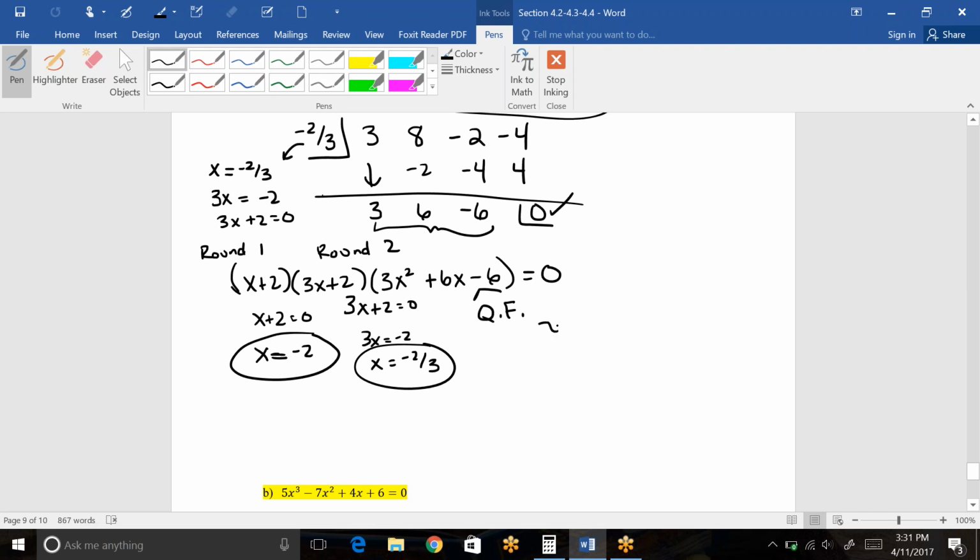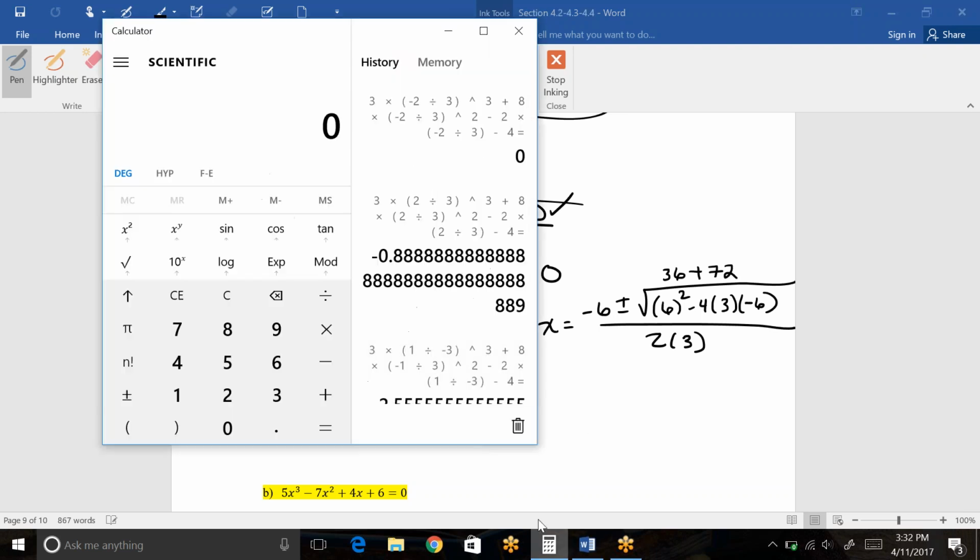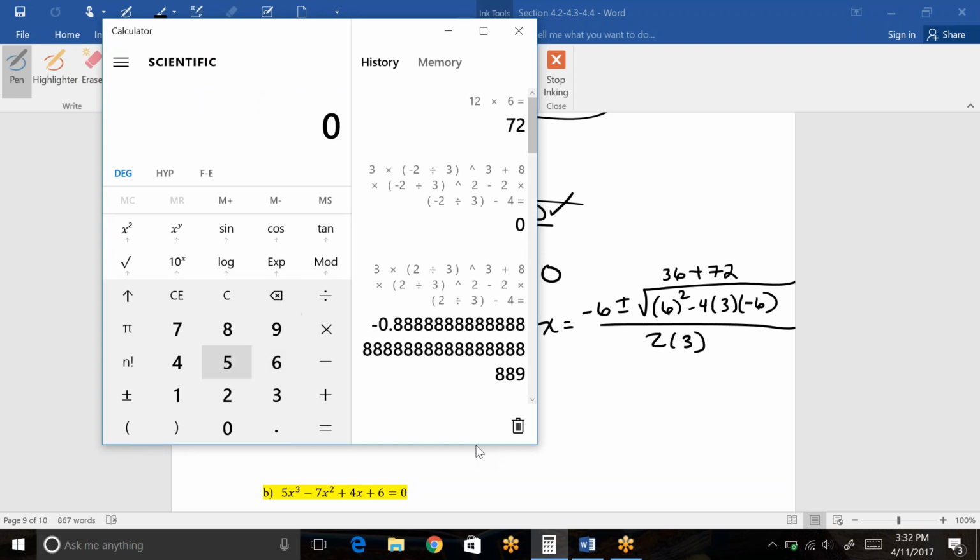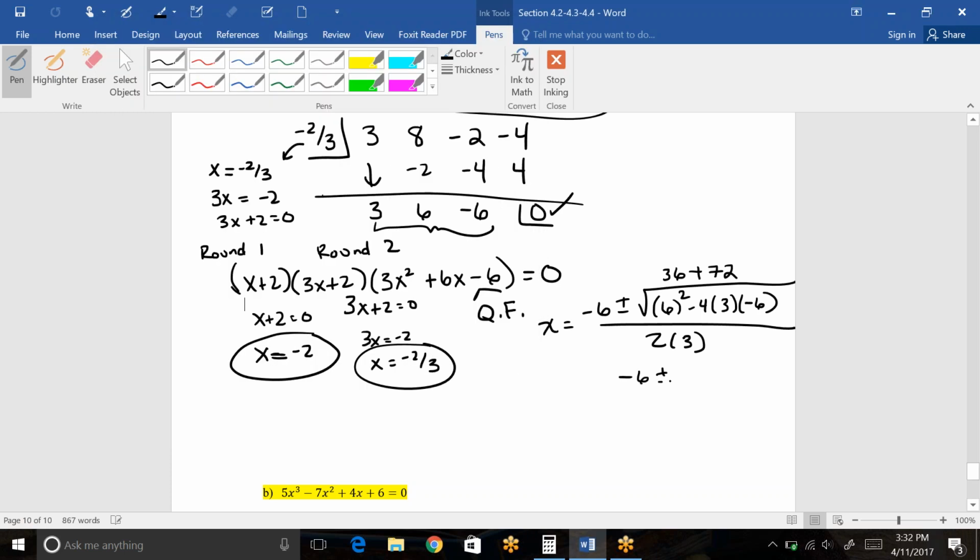So this would be x equals -b plus or minus square root b squared minus 4ac all over 2a. So that's 36, and that would be -12 times -6 would be +72, I believe. I'm going to double check that. That's 12 times 6, yeah, 72. And 72 plus 36 adds to 108. So this is square root of 108 all over 6.